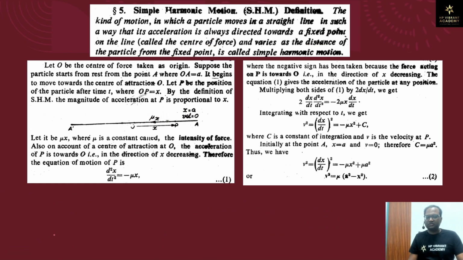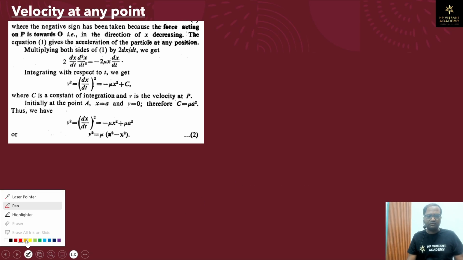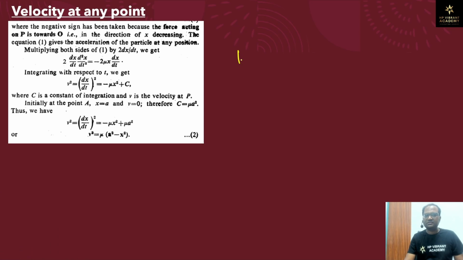Let us move further for the calculation of velocity at any point. So let us find the velocity at any point. So we have the straight line like this. This is the center of force, x is equal to 0. This is the extreme point, x is equal to a, and x is equal to minus a.